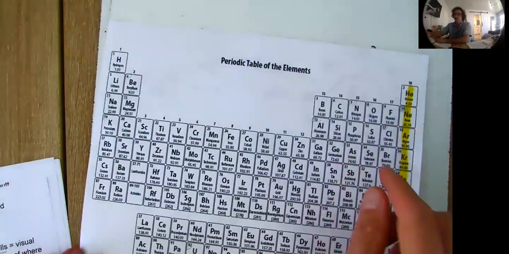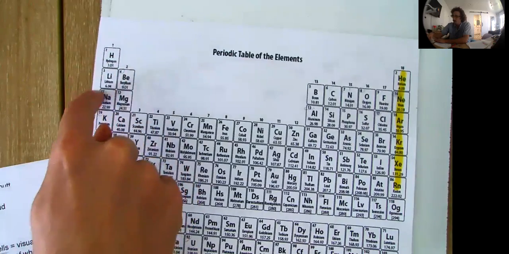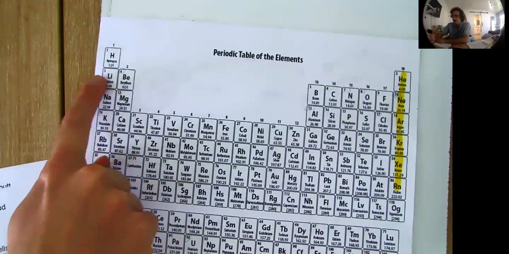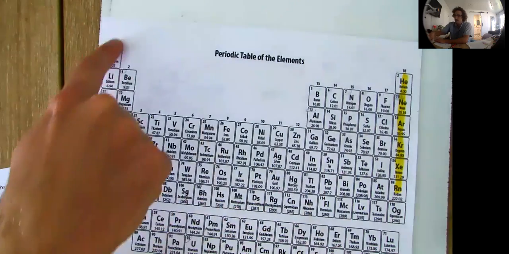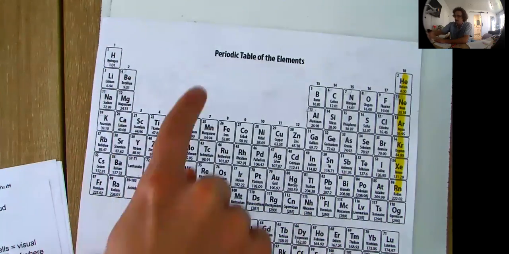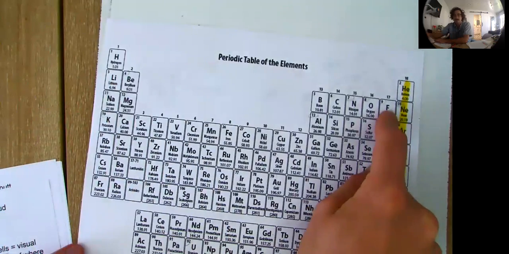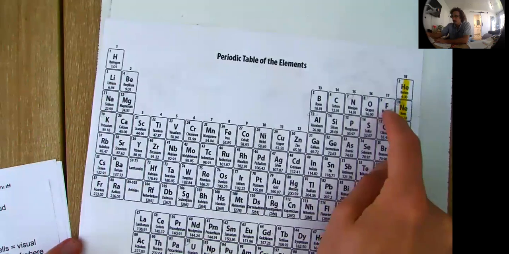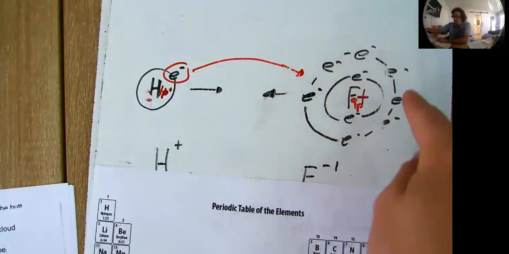And then fluorine right here, notice that it's not on the first row or the third row, it's on the second row. So these are the rows going from left to right. These are the rows, and these are columns going up and down. Columns go up and down, rows go left to right. So fluorine is on the second row. That's why we drew fluorine with 2 shells, just like that.